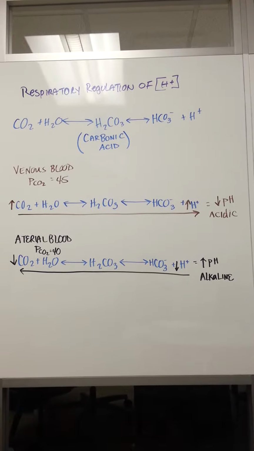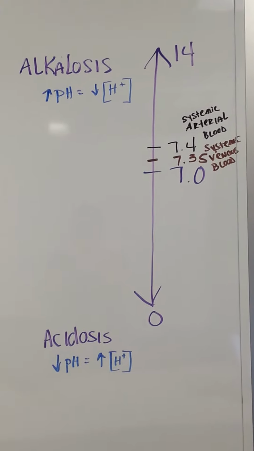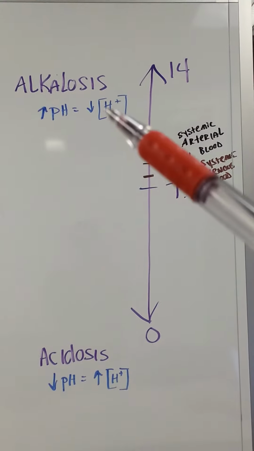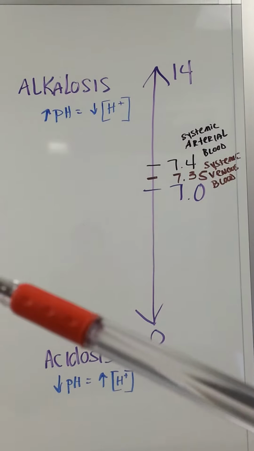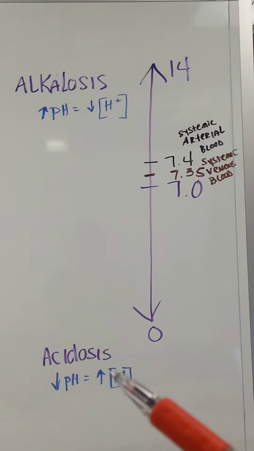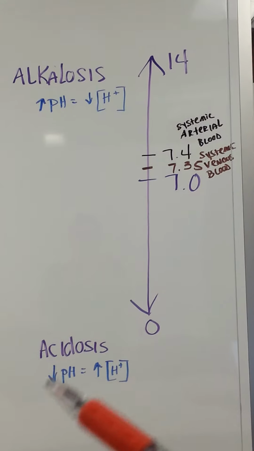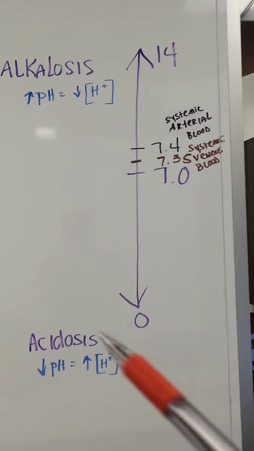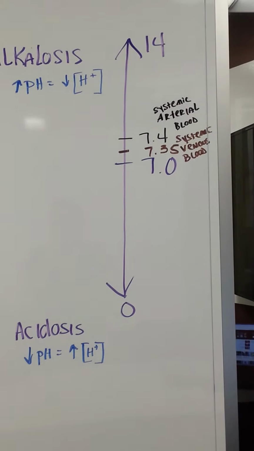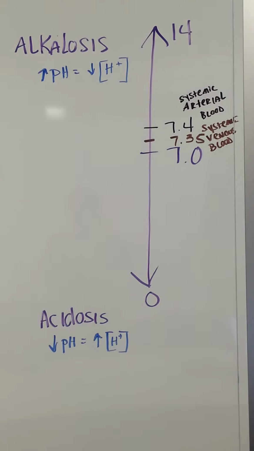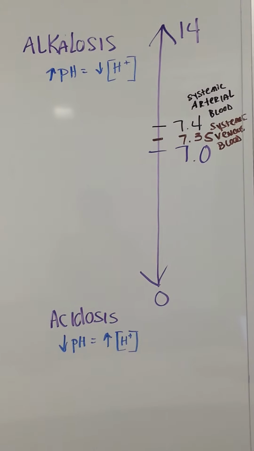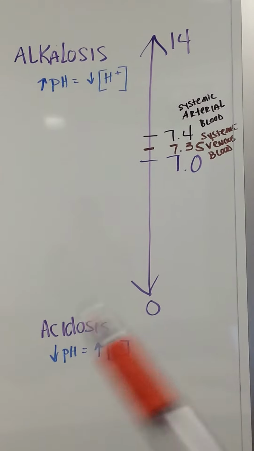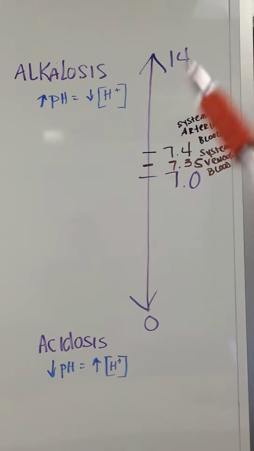Okay, so again with the pH scale, right? Decrease hydrogen, increase pH here. So we're shifting to the left, all right? Becomes alkalosis. Now, if we have an increase in hydrogen and a decrease in pH, that's the venous blood, right? And that creates acidosis or acidic blood. That is decreasing ventilation. So this is decreasing ventilation, increasing ventilation.